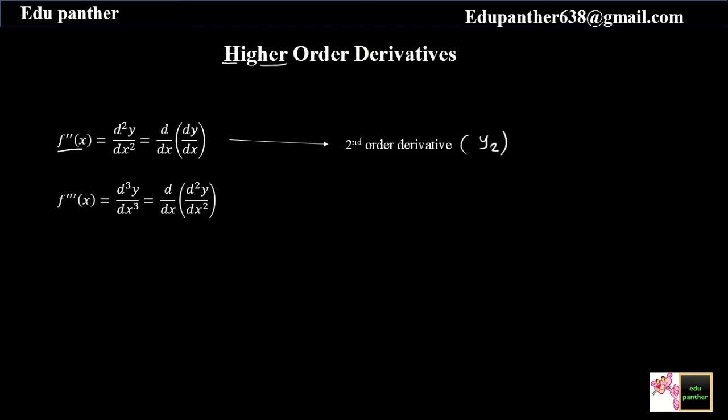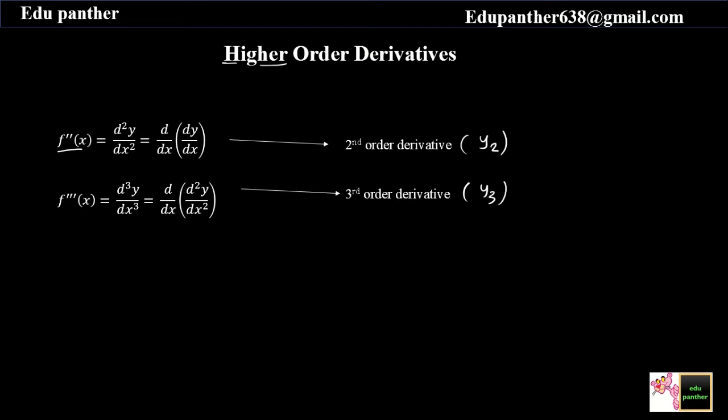Similarly, if we differentiate our function three times, the notation is f triple dash of x or d cube y by dx cube. That means differentiating a second order derivative, that means differentiating your function three times. That will be called the third order derivative. One more notation for this is y3. So we have seen three notations: either y3, or f triple dash of x, or d cube y by dx cube.